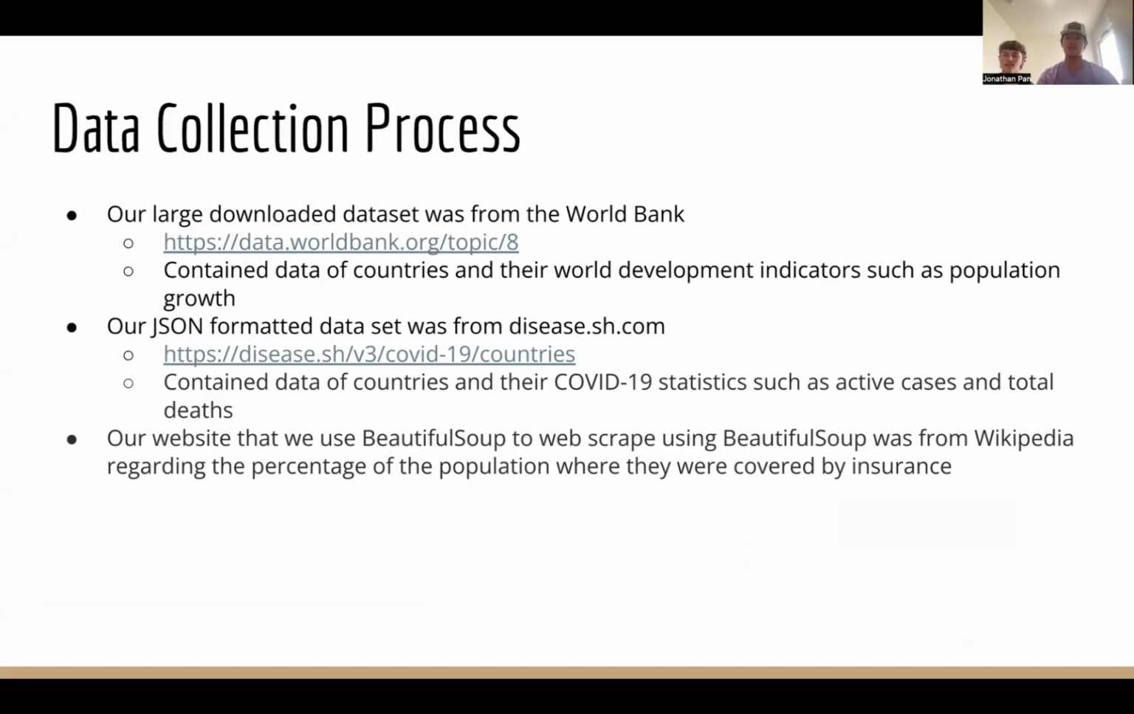This data set contained a list of countries and their world development indicators, such as population growth, the survival rate of people up to an age, differences between men and women. And then our JSON formatted data was from disease.sh.com. This contained data of countries on their COVID-19 statistics, such as active cases and total deaths, and also total test cases. And then our website that we used Beautiful Soup to web scrape was from Wikipedia regarding the percentage of the population covered by insurance for each country.